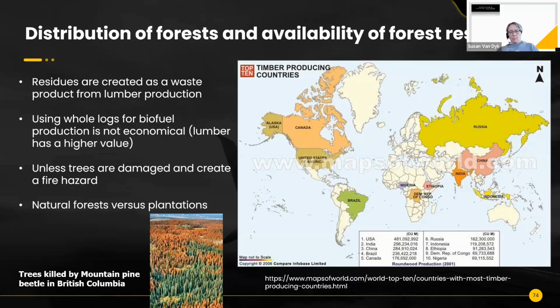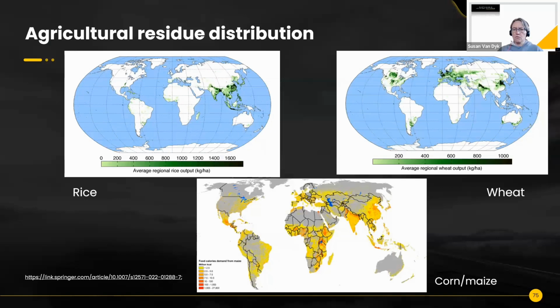unless trees are damaged and create a fire hazard. So here in Canada, for example, in British Columbia, because of climate change, it wasn't getting cold enough in winter. So the mountain pine beetle started killing off millions and millions of acres of trees. And this is, of course, now a massive fire hazard, which is contributing to these huge fires that even burn under the snow. They call them zombie fires. So they just start up again next year in summer. There's also a big difference between natural forest versus plantations. So here in Brazil, US Southeast, you will get a lot of plantations rather than natural forest.